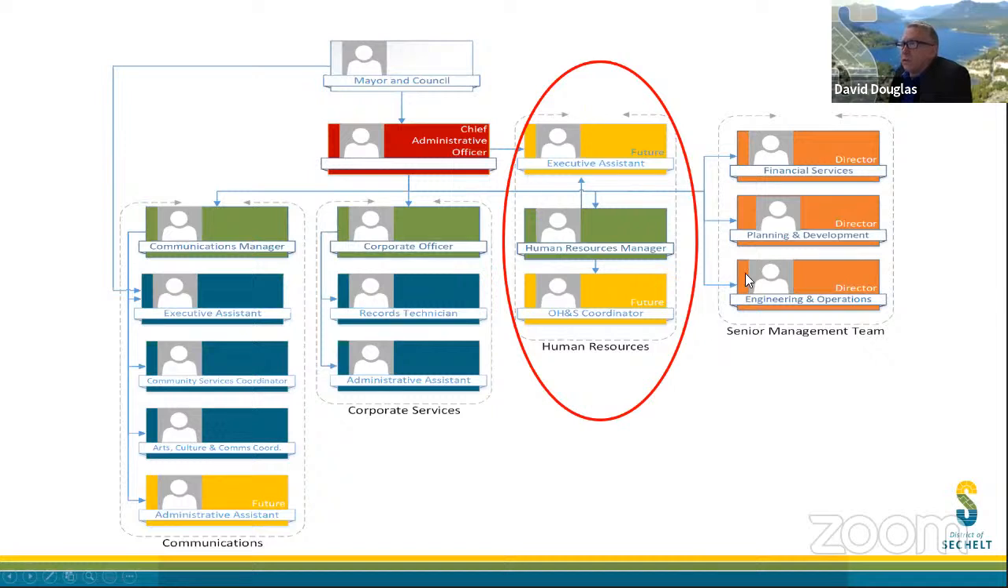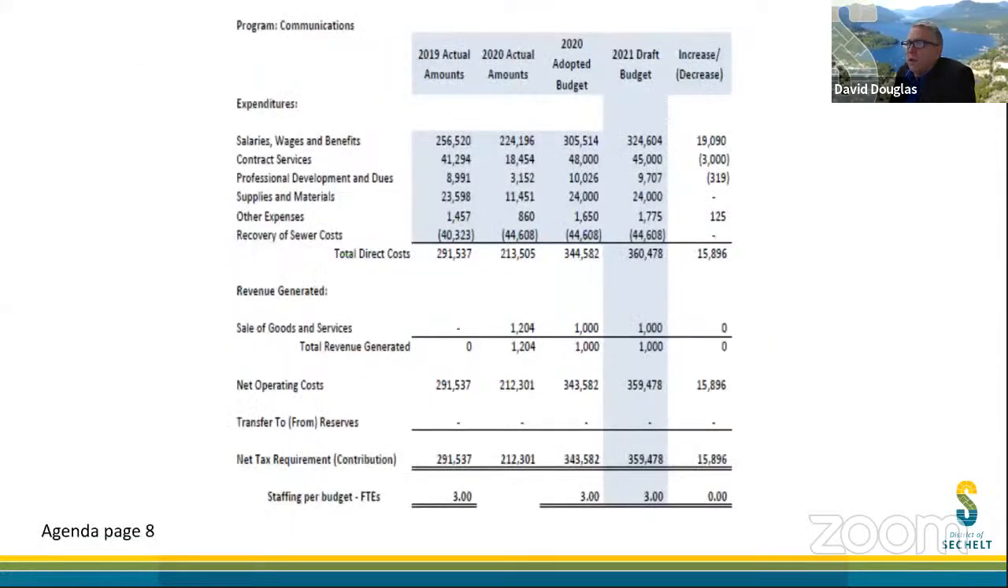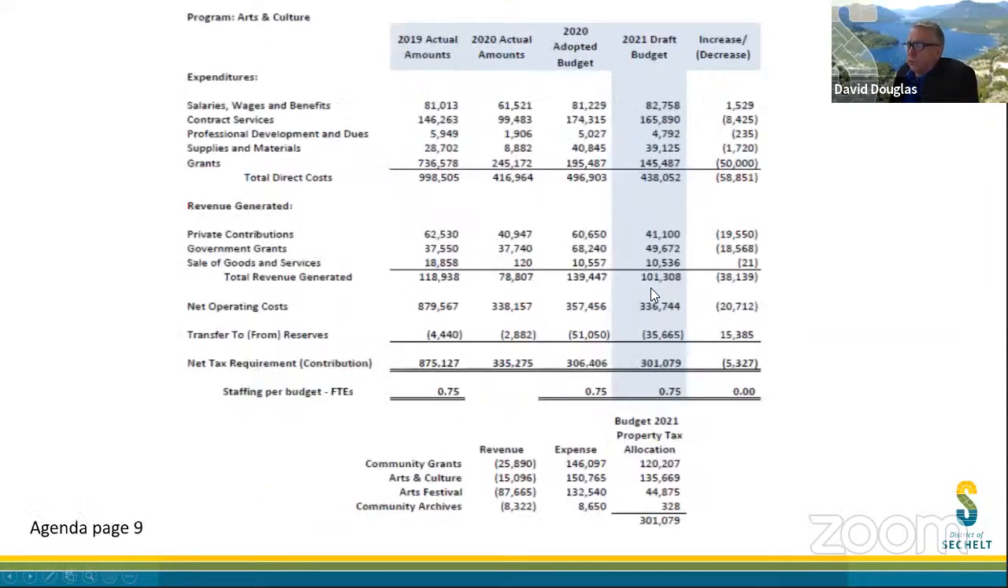So this is just a quick review over the human resources area. They're asking for 2 staff, an executive assistant that would be shared with the CAO, and an OH&S coordinator, to make sure that we meet the regulations that we must meet with WorkSafe BC. Communications, once again, not really much of a change in service level here. $15,000 increase overall.